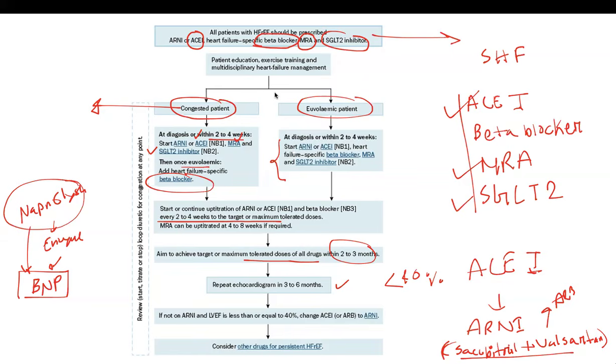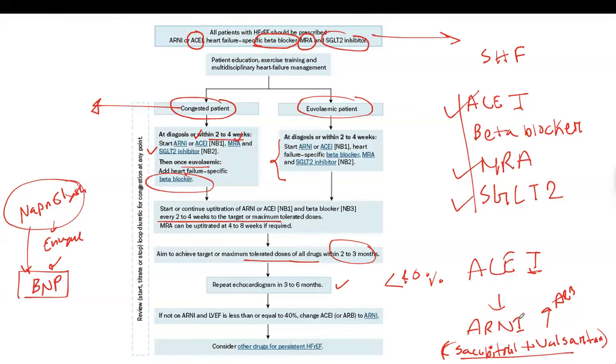So neprilysin is not needed, so we should not waste a lot of time on this. Just remember that sacubitril is a medication which inhibits neprilysin, and by inhibiting neprilysin, it helps our body to get rid of the excess salt and water. Yes, definitely. That's a very good question, Laiba.